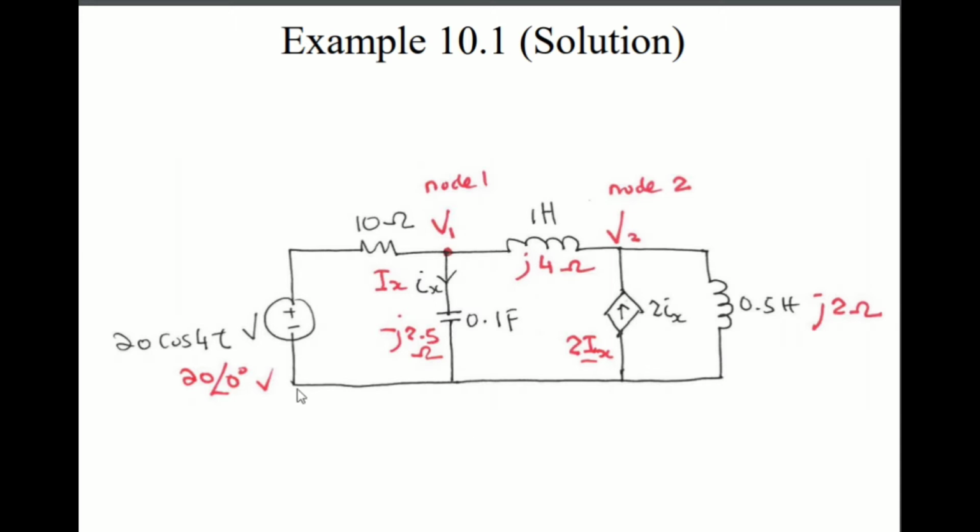So first, the reference node is at the bottom here, which is the ground. And then we have a non-reference node, which is over here and also over here. So it has 3 branches here, 1, 2, and 3, and for V1 also 1, 2, and 3. So we have node 1 and node 2, and we define this node here as V1, and this node over here as V2.